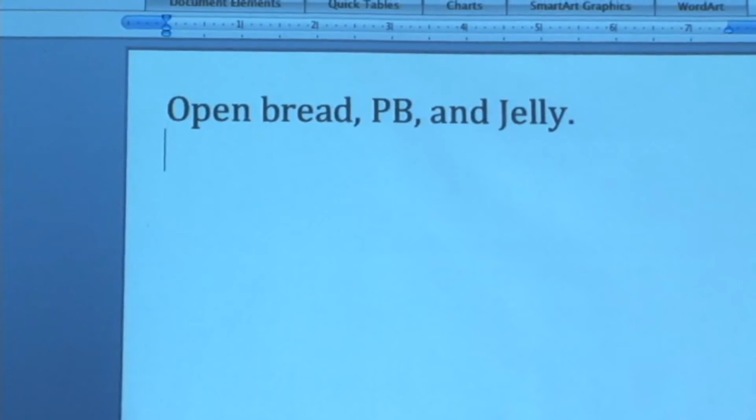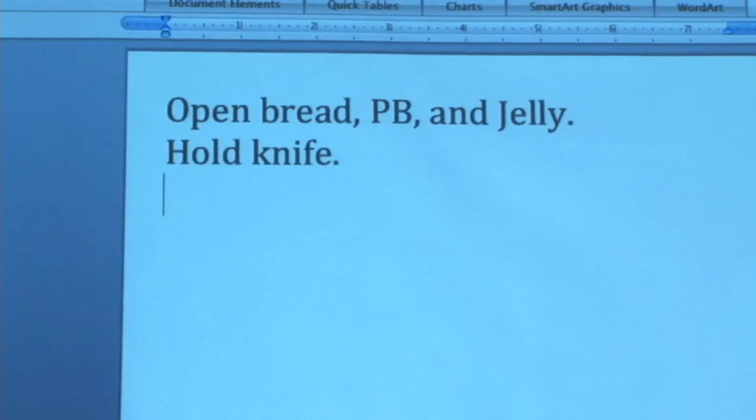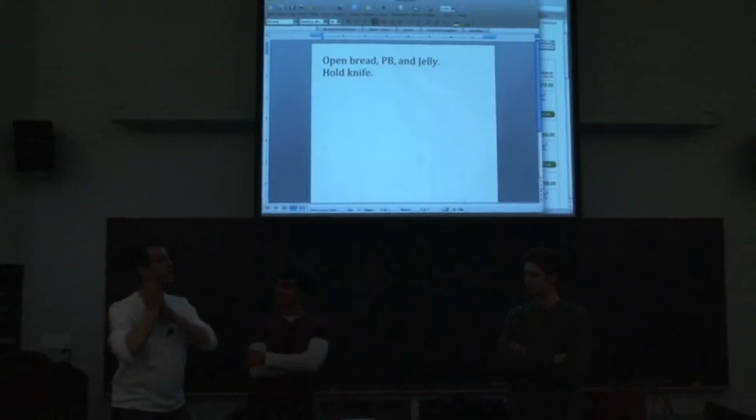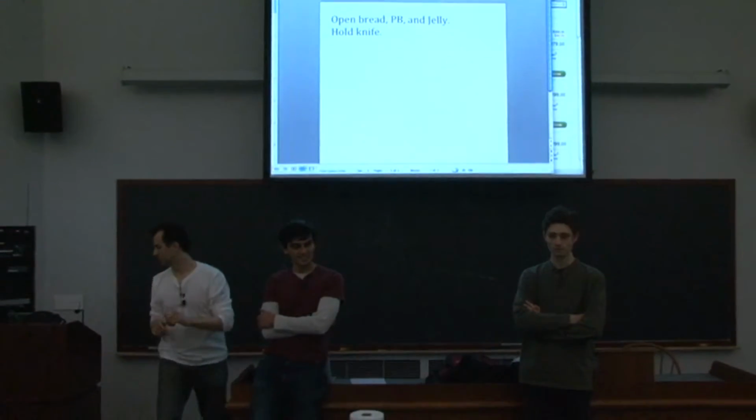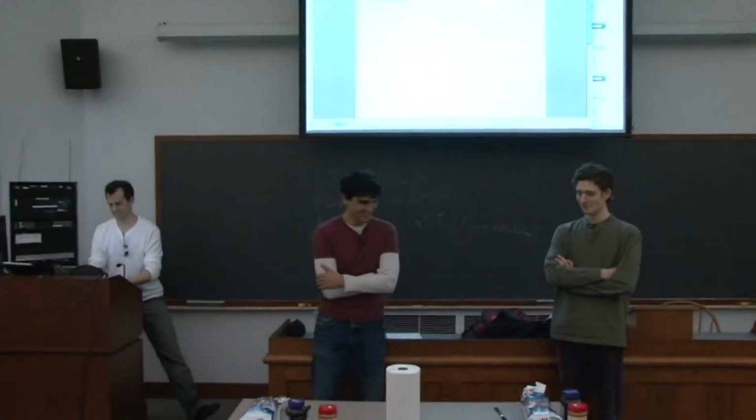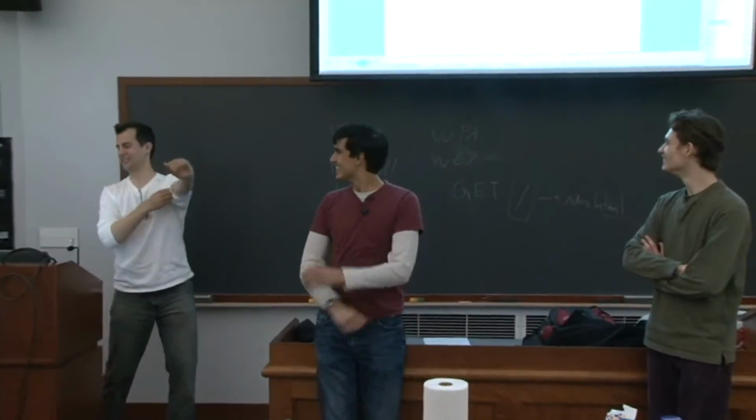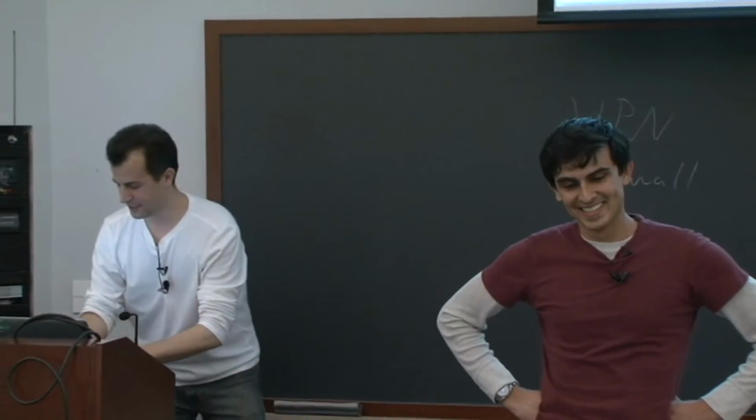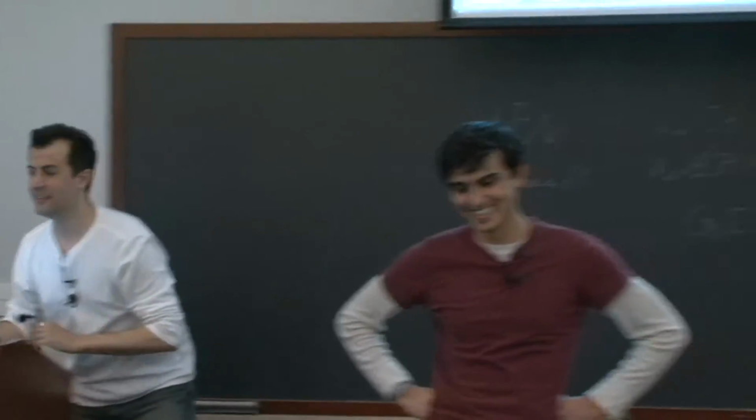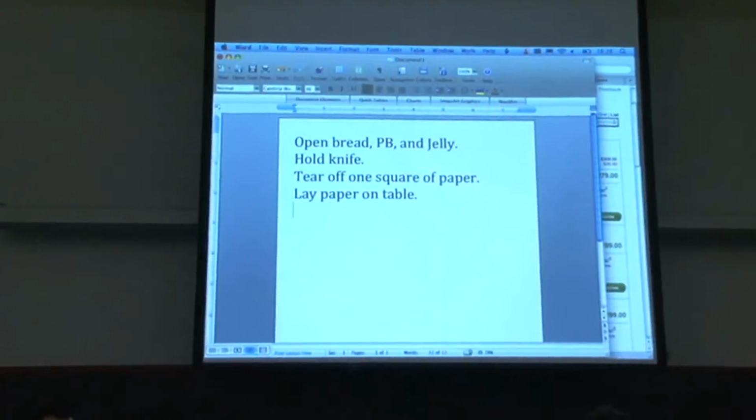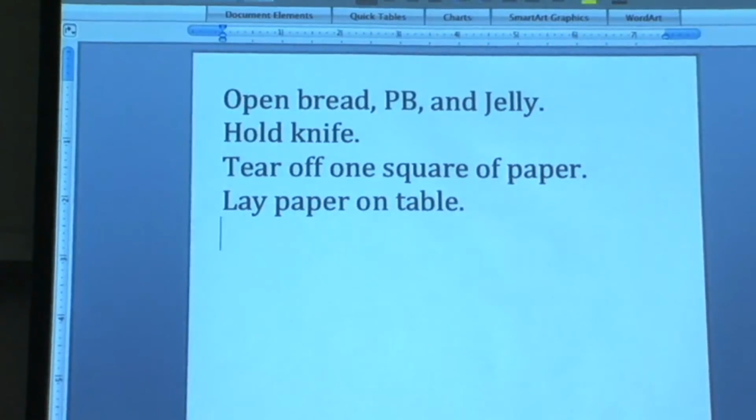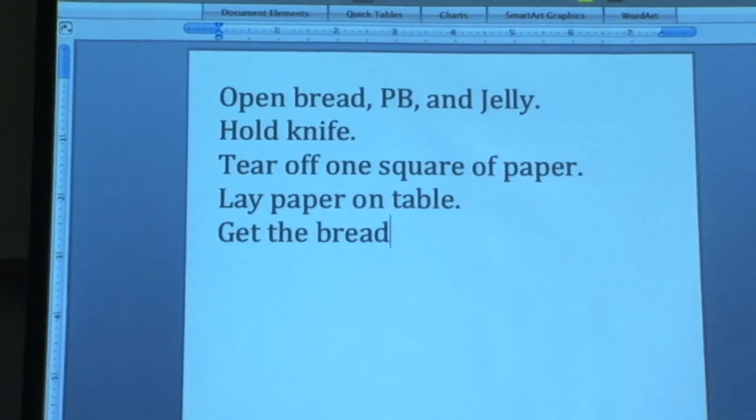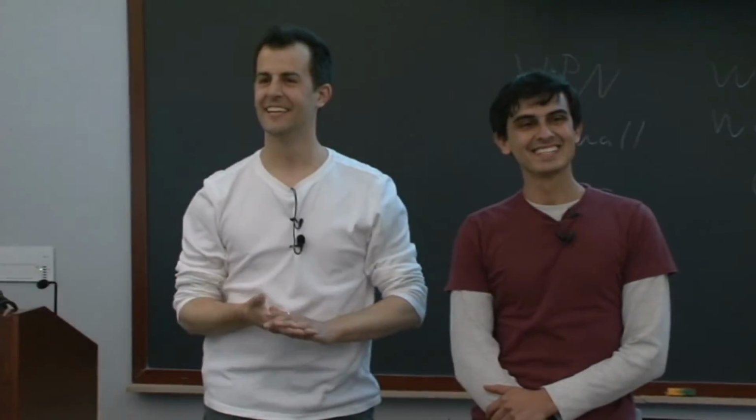Hold knife. OK. Step 3. Tear off 1 square of paper. This will be a real good group activity here. Lay paper on table. This is going to be fun. All right, lay paper on table. Step 5, someone else? Get the bread. I look forward to seeing that precision. OK, next. It's going to be quality.